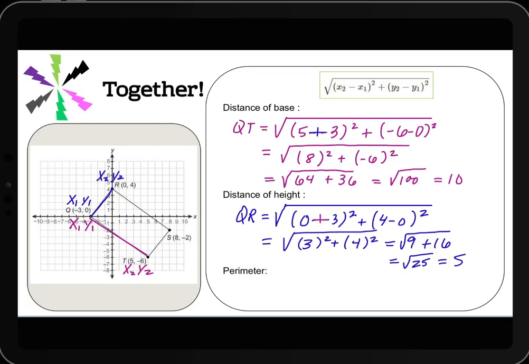So I have, in this case, everything I need to figure out what the perimeter is. Recall that to calculate the perimeter, all you need to do is take 2 times your base length. So for us, the base length was 10, plus 2 times your height. Why is it 2 times both? Because there's a pair of them in the figure. And when we do that, we end up with 30 units for our perimeter. So that's how we found the perimeter of a rectangle in the coordinate plane. This is a great example of that.